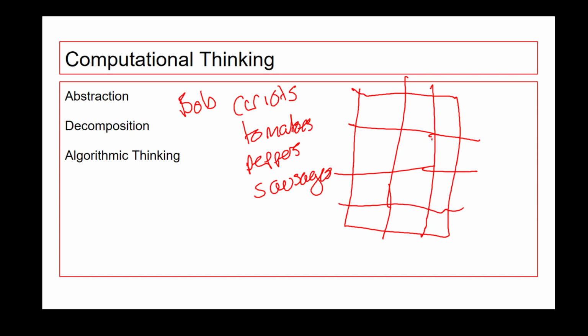And when we're thinking about algorithmic thinking, it's about developing a step-by-step solution to solve a problem, or the rules that's needed to solve a problem. And we'll have a look at some algorithms later on.